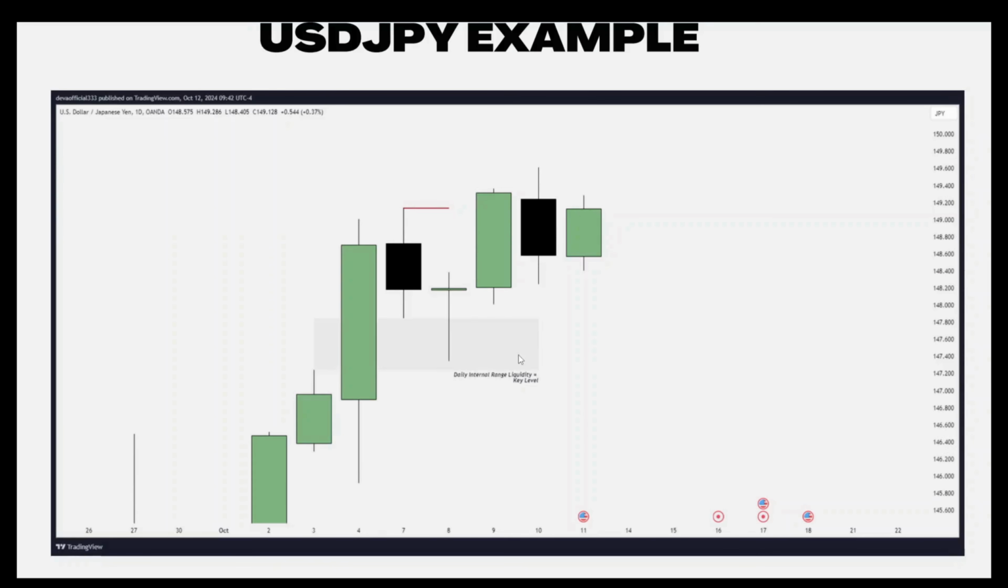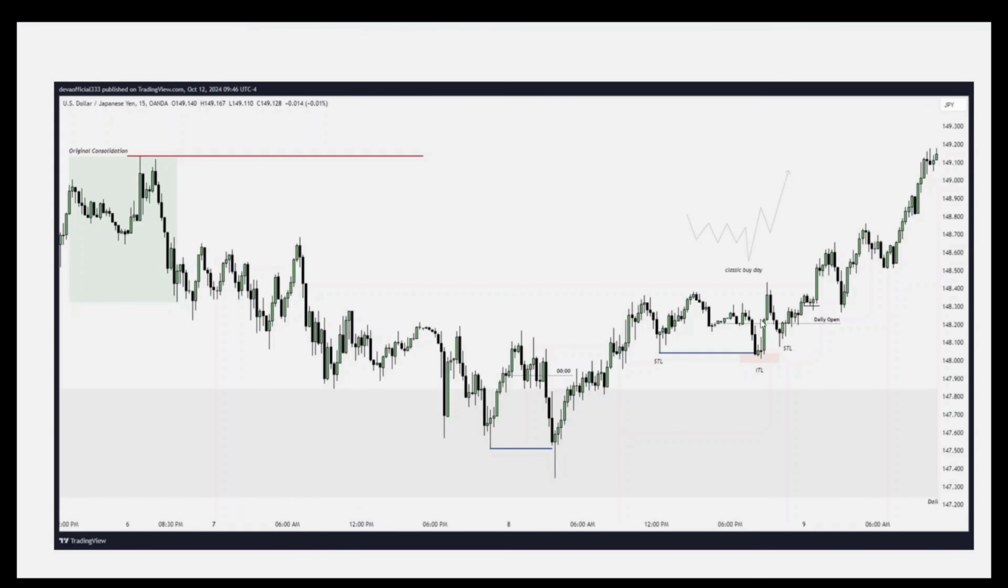USD JPY example. We got the bullish DXY and then a bearish Japanese yen futures. So Monday just opened up and then created a low of the week on Tuesday, taking out Monday's low and closing above. So this is the daily candle we should be anticipating: open, low, high, and then a close. Open low printed and then the high to the external range liquidity. We got a nice classic buy day example.